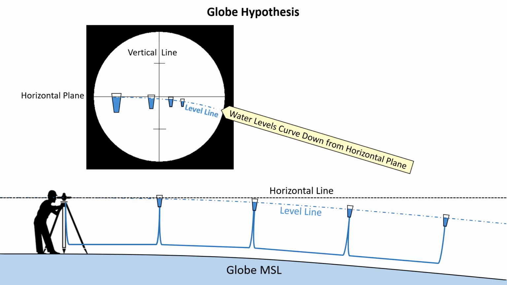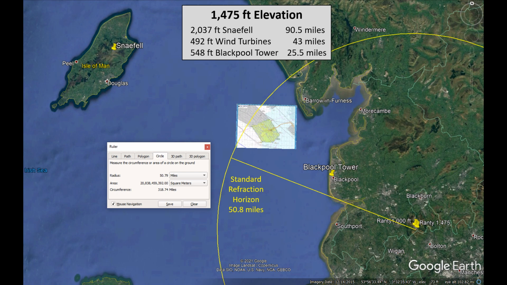Next, I move to the globe model, where a level line does curve down from the horizontal line. So now let's look at this elevation on a globe model, and notice too that the standard refracted horizon is 50.8 miles away.